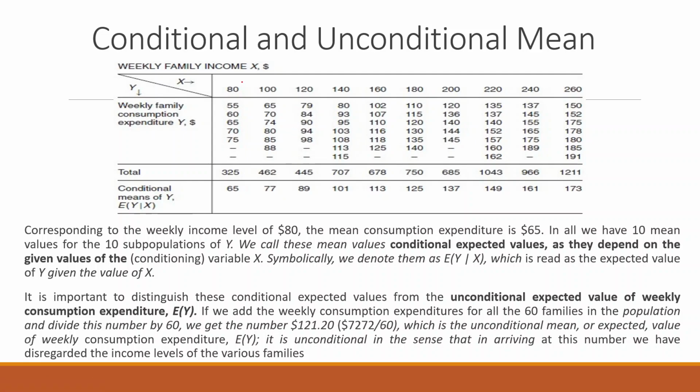So we are getting 1, 2, 3, 4, 5, 6, 7, 8, 9, 10 conditional means. What is the concept of unconditional mean? I take the summation of all of this and divide it by 60. Then I get the value 121.20. This is the unconditional mean because this value is not dependent on any particular value of x. Symbolically, it is written as E(Y|X), which is read as the expected value of y given the value of x.